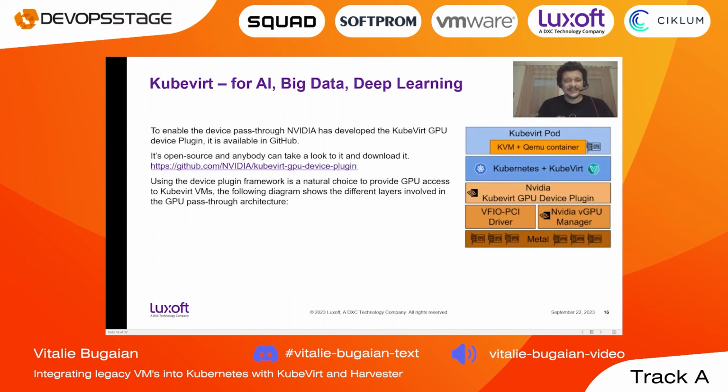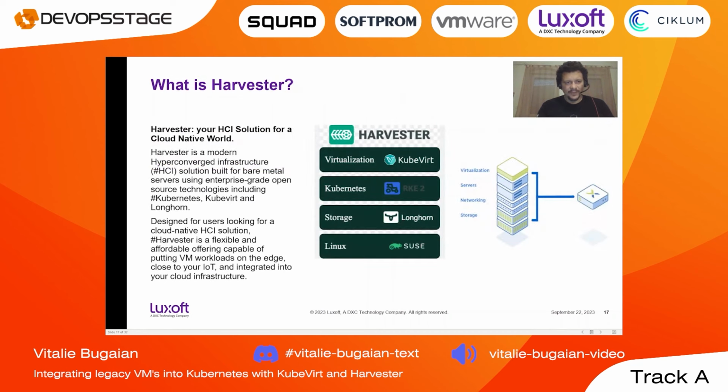Another use case is to use KubeVirt for AI, big data, and deep learning, and for these things you need a GPU. To access NVIDIA GPUs, NVIDIA created a plugin. When you install this plugin on your bare metal server, you will have access to those cards from inside KubeVirt.